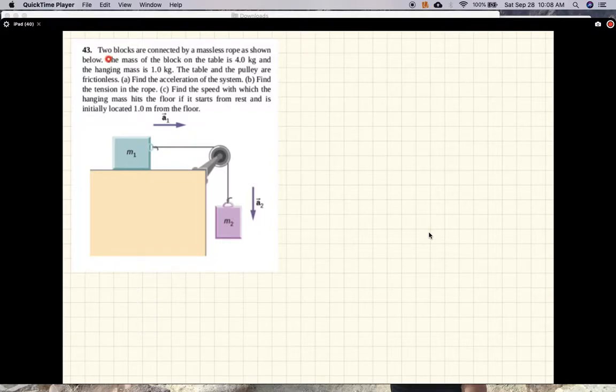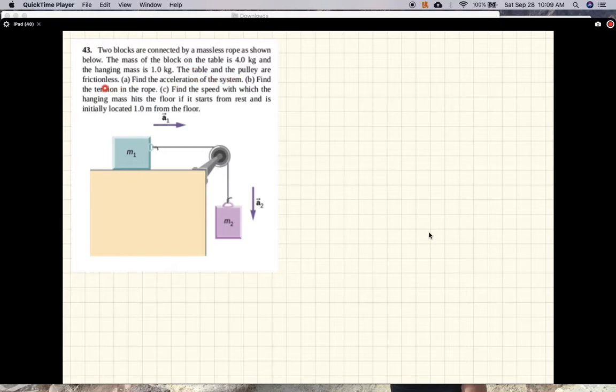Okay, this problem says two blocks are connected by a massless rope as shown below. So the rope has negligible mass, and so does the pulley, which is not stated, but that's the assumption under which we're solving this problem. The mass of the block on the table is 4 kg, and the hanging mass is 1 kg.